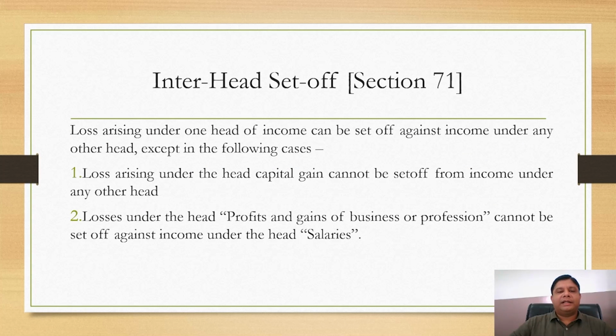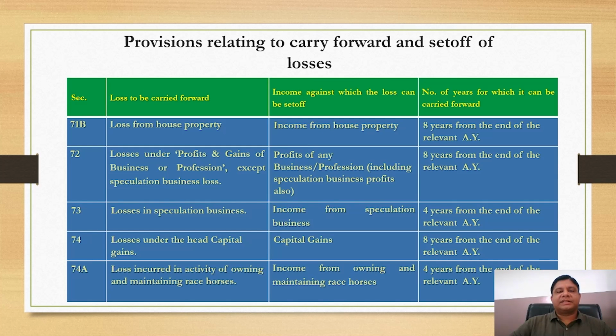Now, inter-head set off, section 71. Loss arising under a head of income can be set off against income under any other head, except in the following cases. Loss arising under the head capital gains cannot be set off against income under any other head. Losses under the head profits and gains of business and profession cannot be set off against income from the head salaries. Now, provisions related to carry forward and set off of losses.